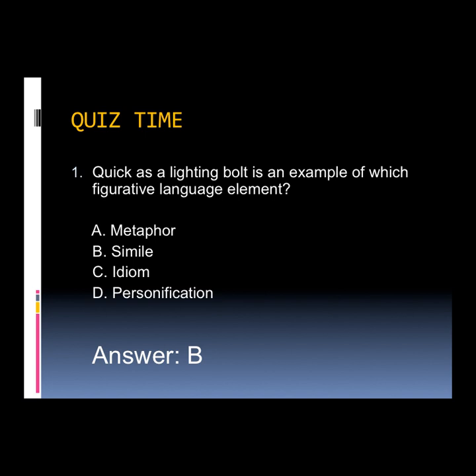Time for a quiz. Quick as a lightning bolt is an example of which figurative language element? A. Metaphor, B. Simile, C. Idiom, or D. Personification? The answer is B. Simile because we are using like or as to compare two objects.